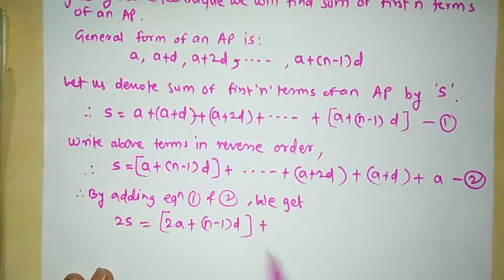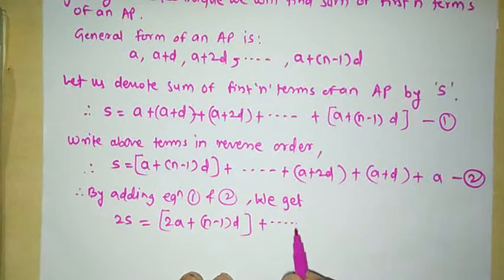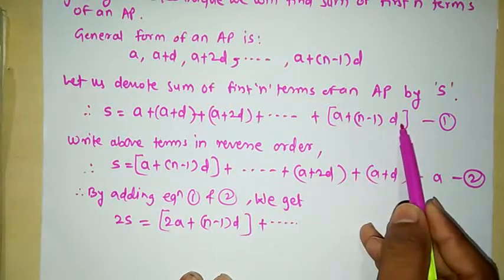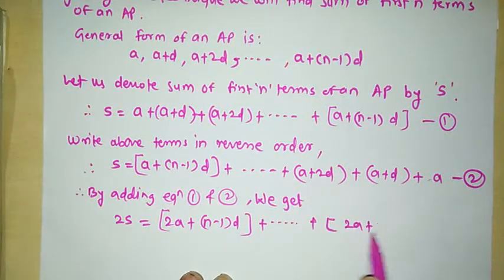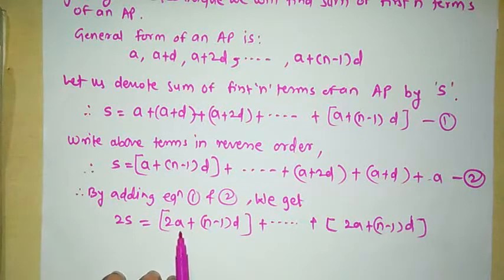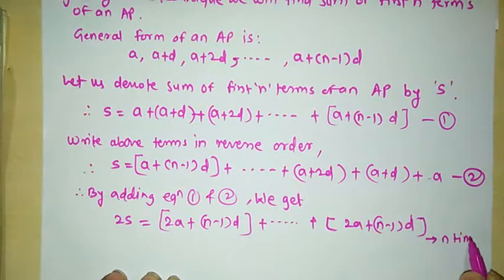It is the first term. Then again the next one. Now we will add directly the last term only. See here, this A plus n minus 1 D plus A will equal 2A plus n minus 1 into D. Here we are getting similar terms. See here, 2A plus n minus 1 into D. Here the next term is also equal to 2A plus n minus 1 into D. Like this. Up to how many terms will we get? These terms we will get n times.